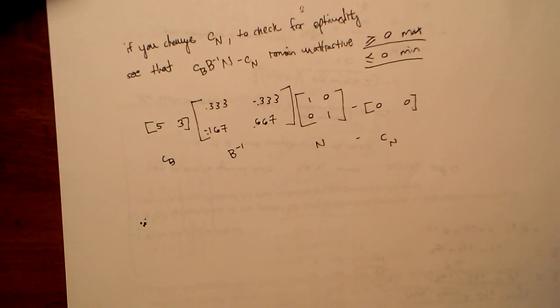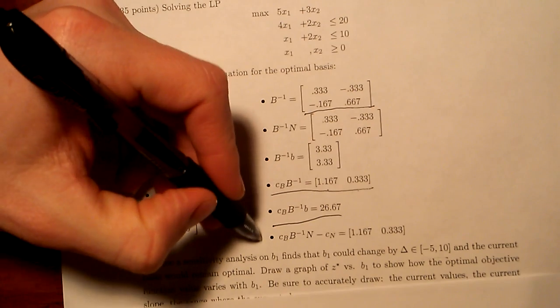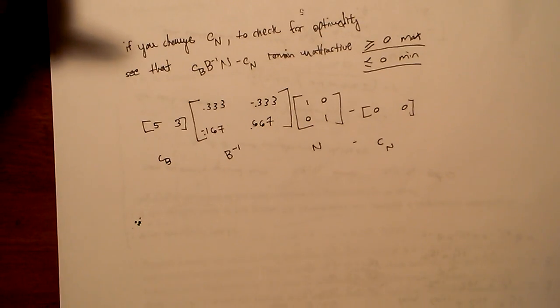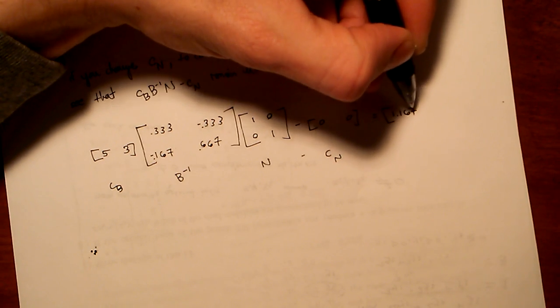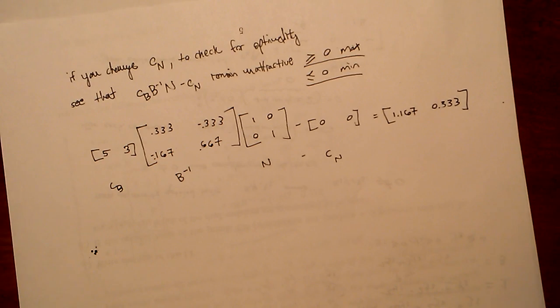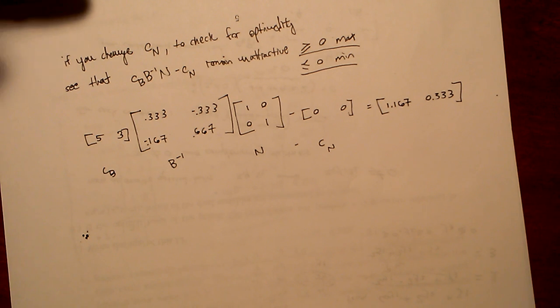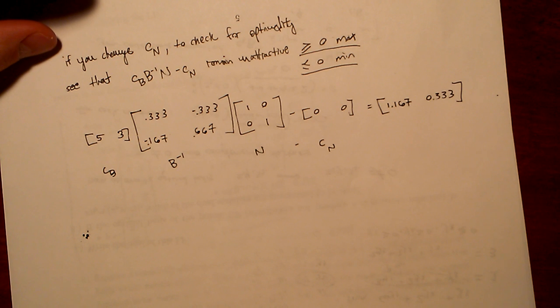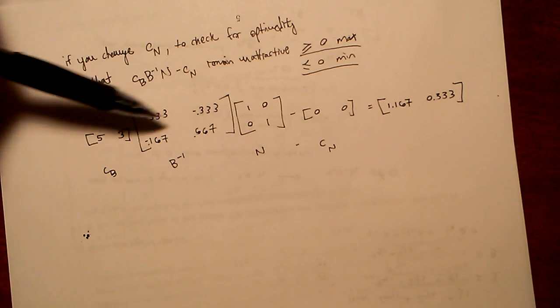Actually, the information provided computed all that out for you. That was right here. So C sub B B inverse N minus C sub N is equal to 1.167 and 0.333. If you understood that, you've probably got most of the problem done. The only thing left to really do is to understand, when I say we're changing the objective function coefficient of the second non-basic variable, or S2, what parameter in this function are we changing?